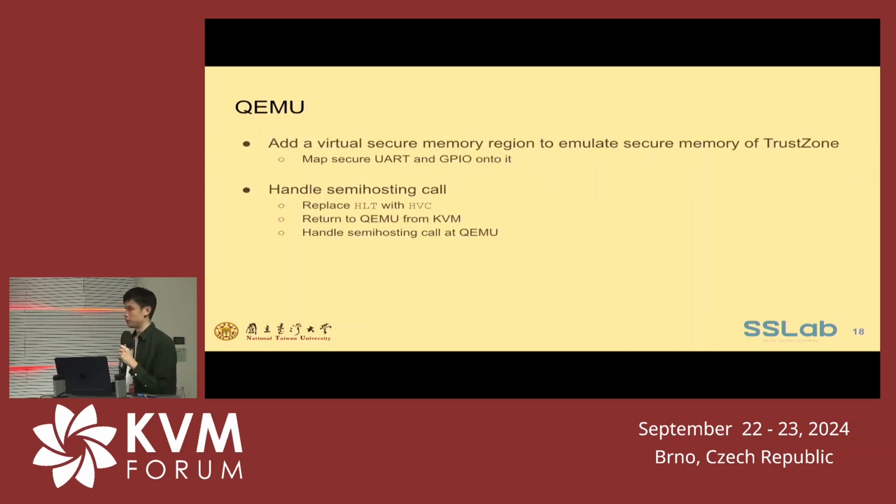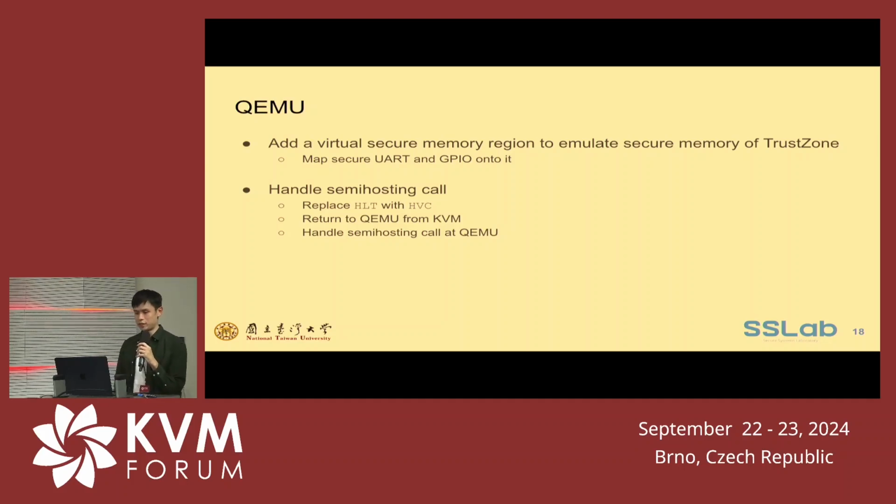And also, to support our virtualized TrustZone environment, we made several key modifications to QEMU, particularly for emulating the secure memory and handling I/O operations. First, we added a virtual secure memory region within QEMU to emulate the secure memory used by TrustZone. Within this secure memory region, we also mapped secure peripherals such as UART and general purpose I/O. By configuring secure UART, we are able to set up the console of the secure world.